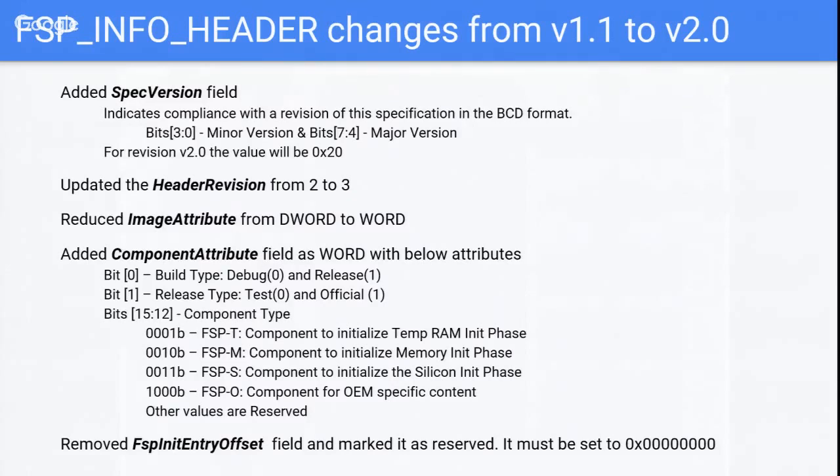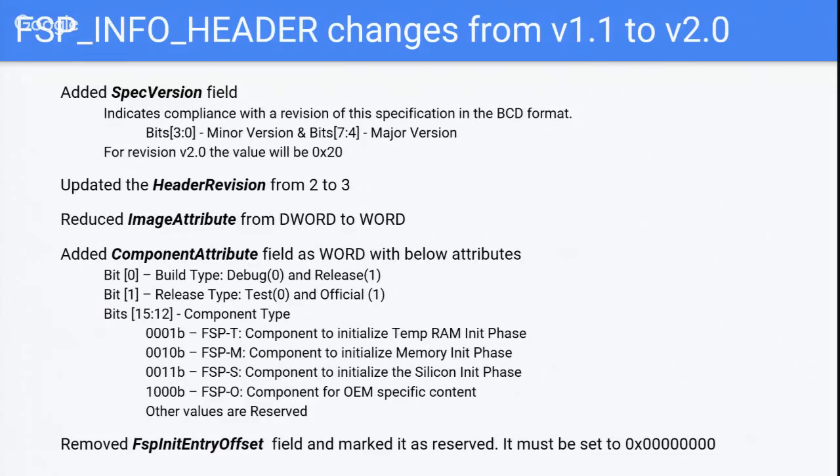So we defined a spec version field, which is a BCD value, which will at least give the major and minor version of the spec so that it's obvious and clear if you have to read it from the runtime or using tools. Also the header revision is updated, and the image attribute, which was used only for the GOP support, like whether FSP supports the graphics or display bring up or not, internal graphics. And that was the only one in the 32-bit.